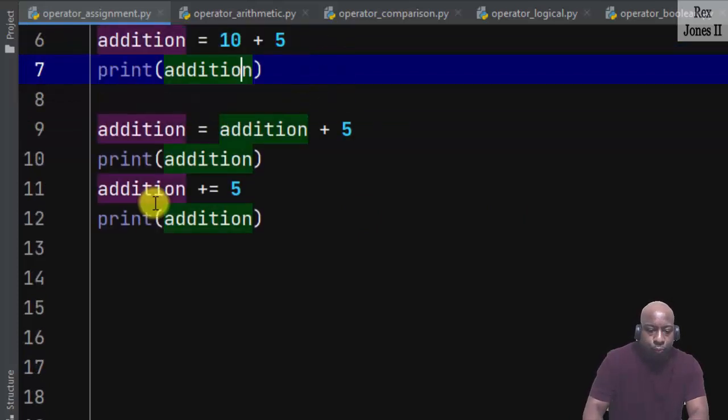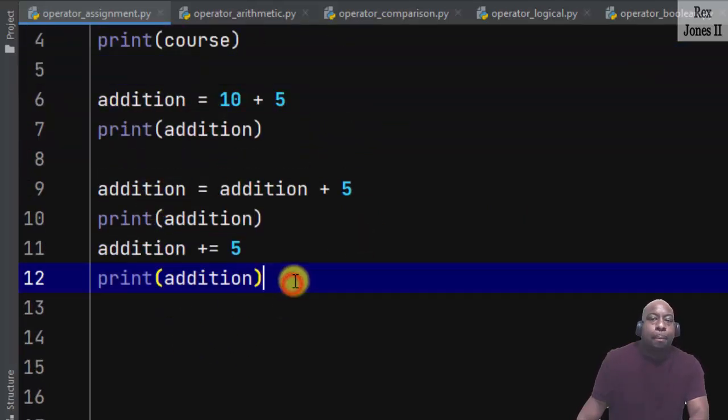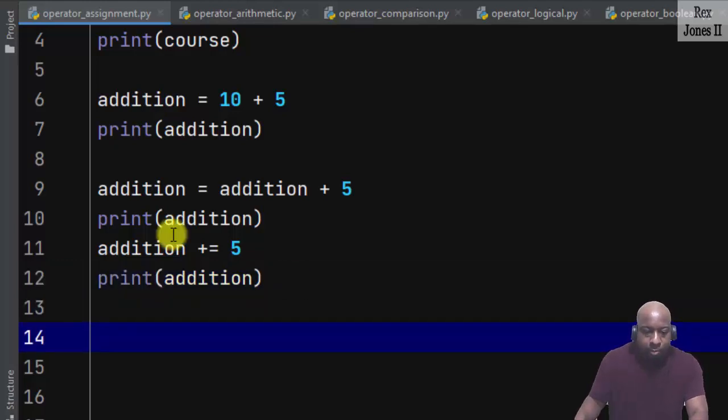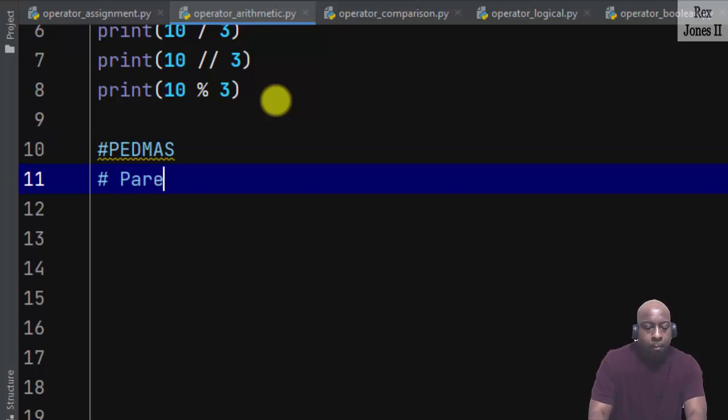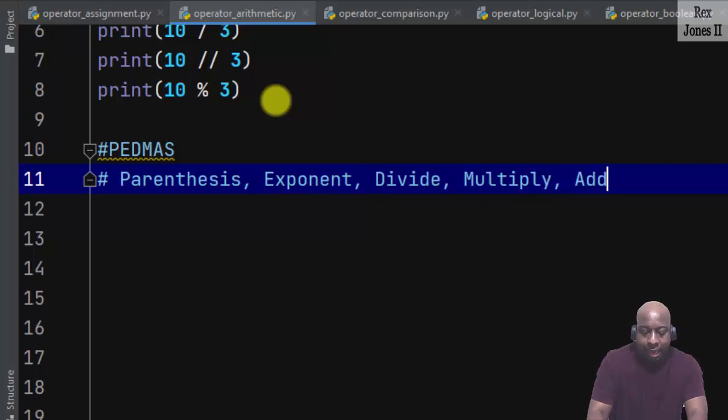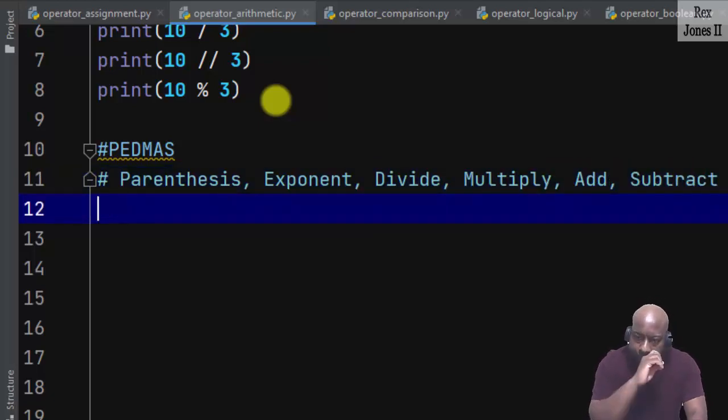There's something else I want to show you. It's the order of operations, also known as operator precedence. In math, it's called PEMDAS, which is parenthesis, exponent, divide, multiply, add, and subtract. It provides the order of how our program will execute the arithmetic operators.